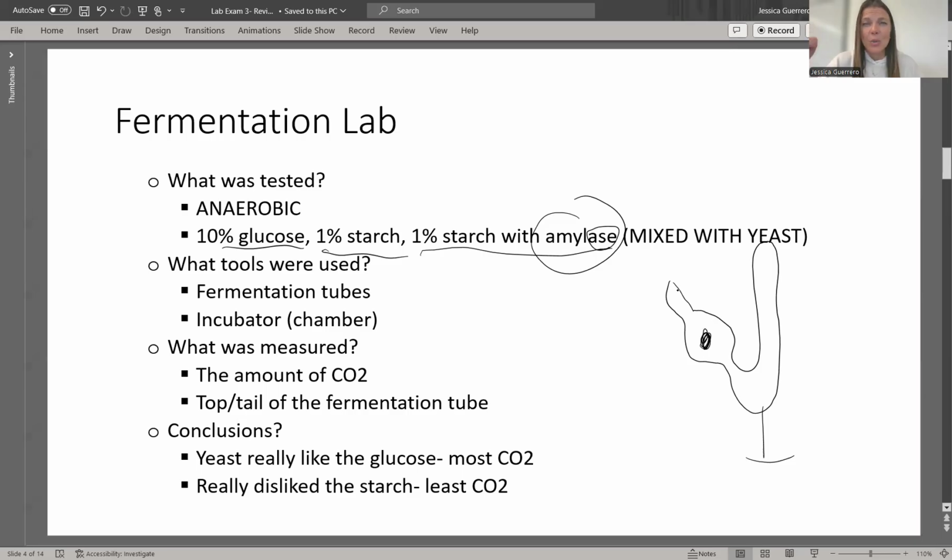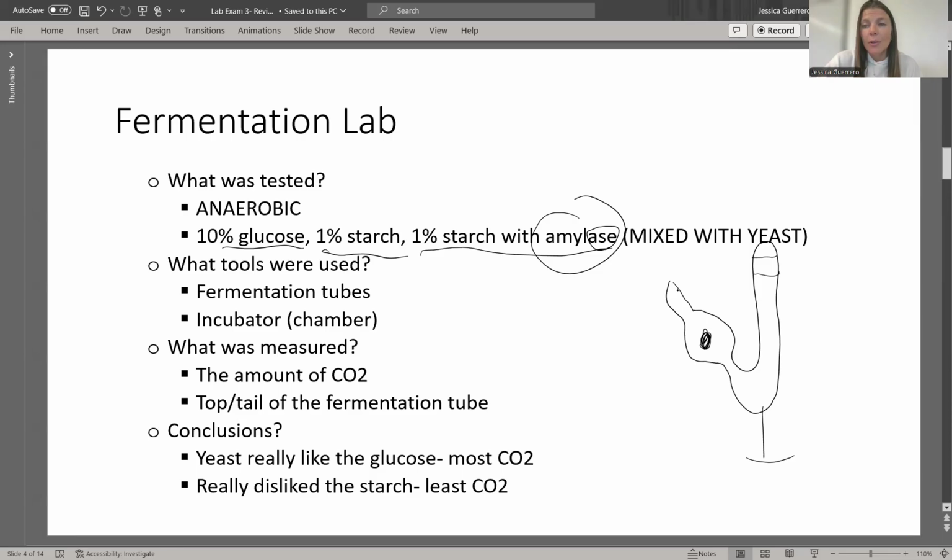We did it for, I think, 10, 20, and 60 minutes, so different time increments. What we were measuring was the amount of CO2 produced, because remember, we're still looking for CO2 as evidence of cellular respiration. The CO2 would be collected here at the tip of the tube. The longer we left the yeast in there, if it was eating a food source that it liked, it would be creating a lot of energy, and there would be a lot of CO2 left as a byproduct.